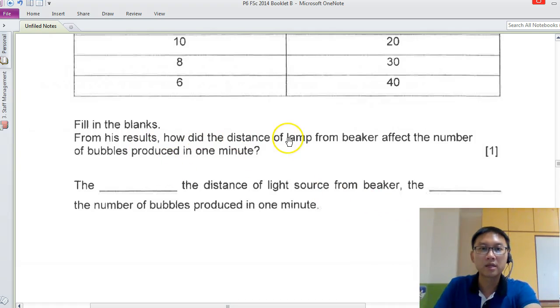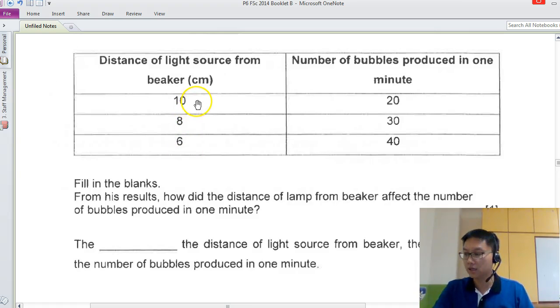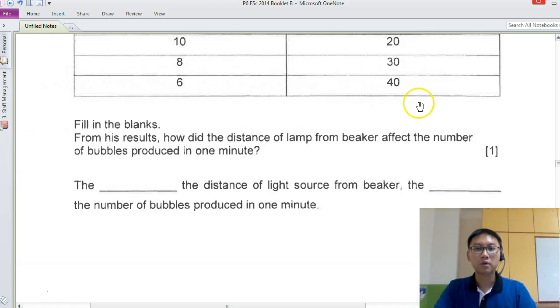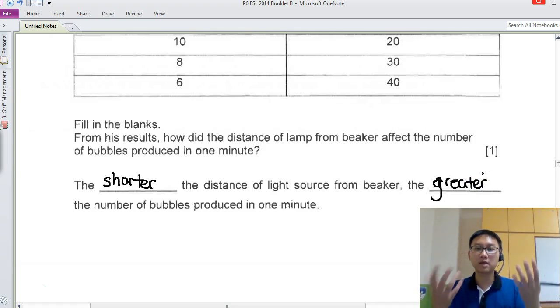So, how did the distance of the lamp from the beaker affect the number of bubbles produced in 1 minute? You can see that as the distance gets shorter and shorter, the number of bubbles gets more and more. So that's basically what you will write: the shorter the distance, the greater the number of bubbles. Now you can answer it the other way around. You can say the longer the distance, the lesser the number of bubbles. That's fine as well. Okay?